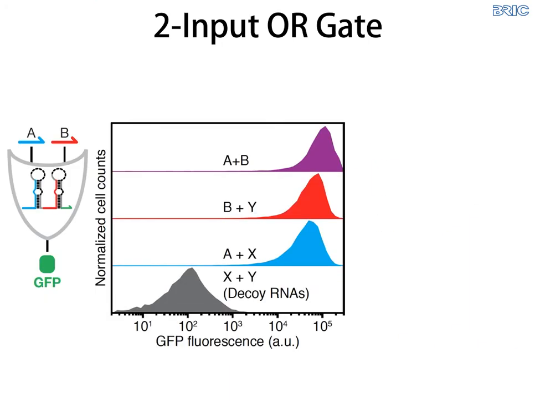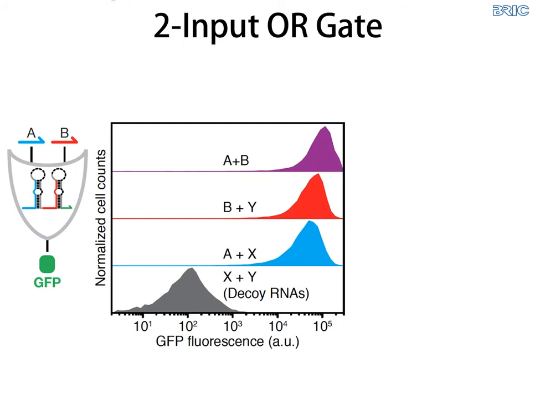So this is an actual experimental result. You have a non-cognate RNA, and you have a background level of expression, which is autofluorescence. Once you have A, then you have a pretty good expression. Once you have B, you also have a pretty good expression. And if you have both, then you will have even more expression.